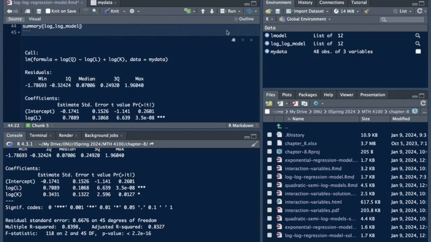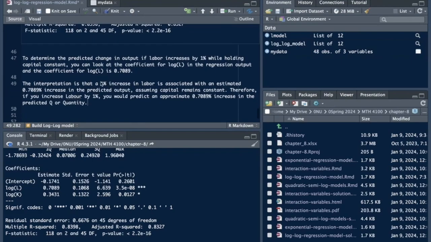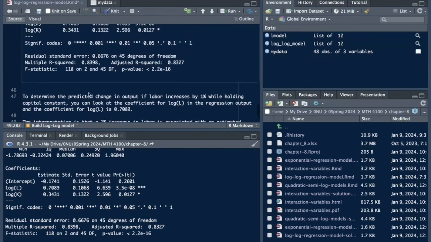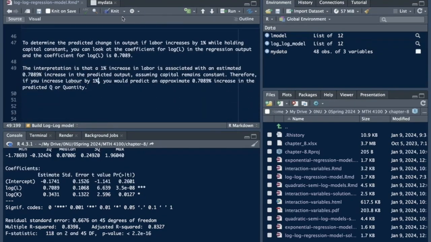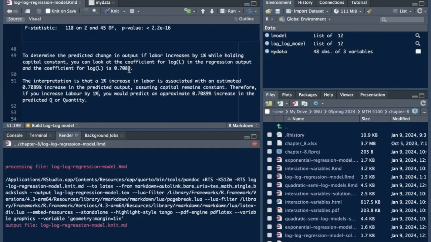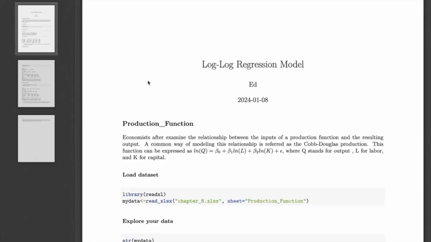Let me write this down. We pause. So this is everything for this part. After that, you can knit this one and save it. That's it. Thank you.